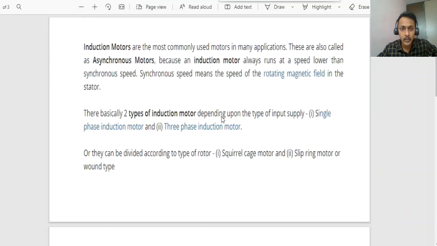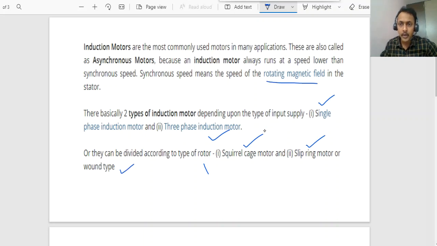So you can observe here, we have two types of induction motors: single-phase and three-phase induction motors. And depending upon the type of rotor, it can be a squirrel cage motor, or a slip ring motor, or wound type motor. This we also have. And as I told you, we have the rotating magnetic field.